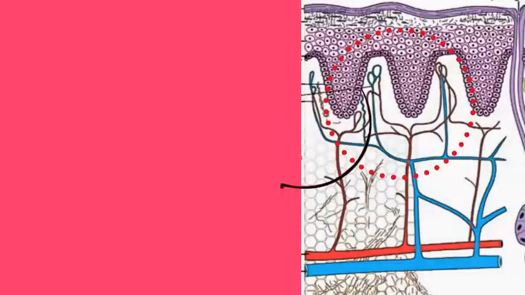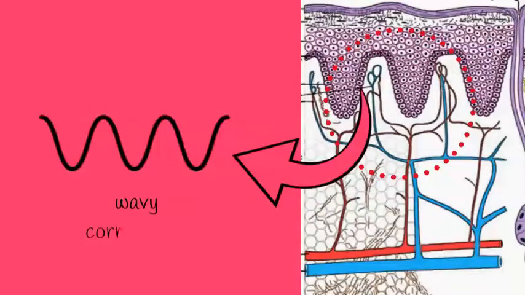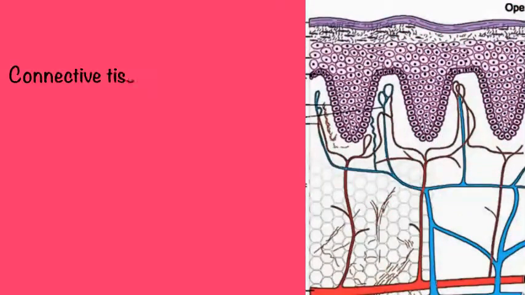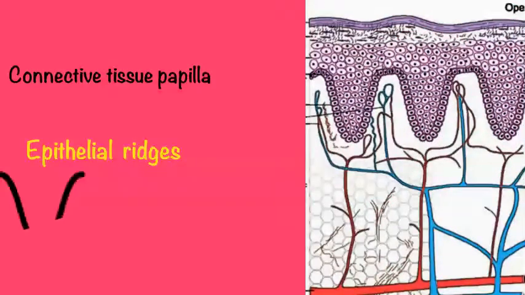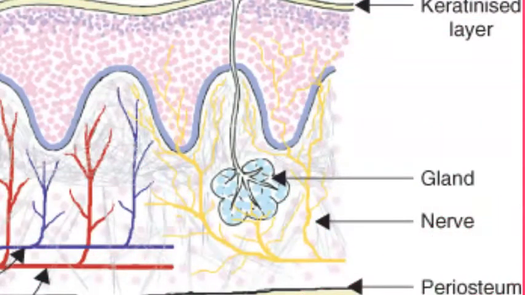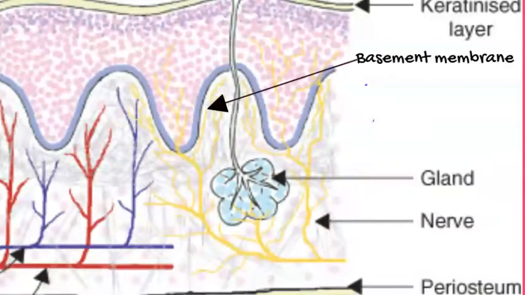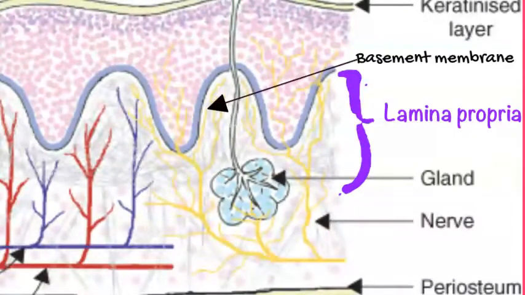The epithelium and connective tissue interface is wavy, with connective tissue papilla interdigitating with epithelial ridges or pegs. This is connective tissue papilla and epithelial ridge. The junction between epithelium and connective tissue is called basement membrane, and ultrastructurally referred to as basal lamina.